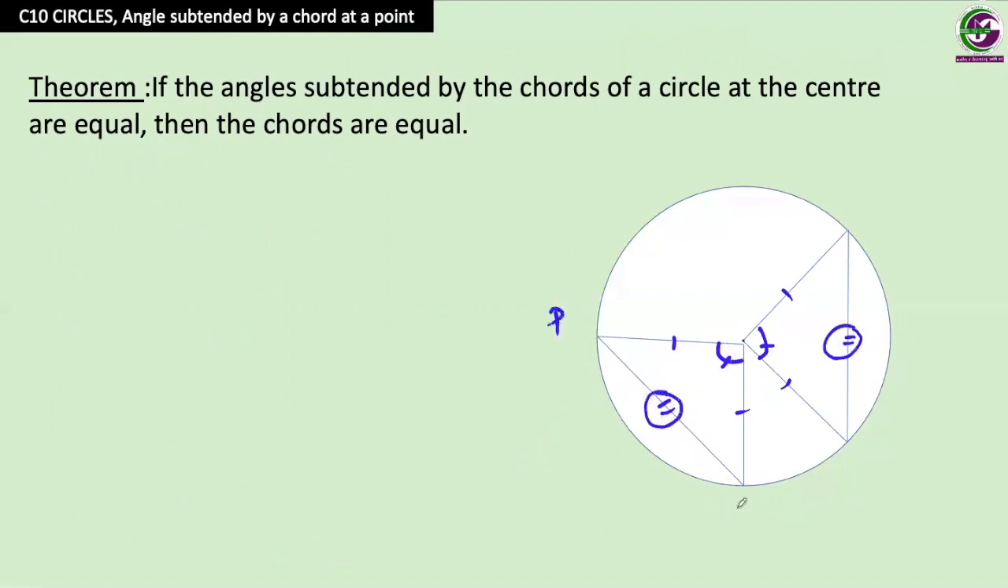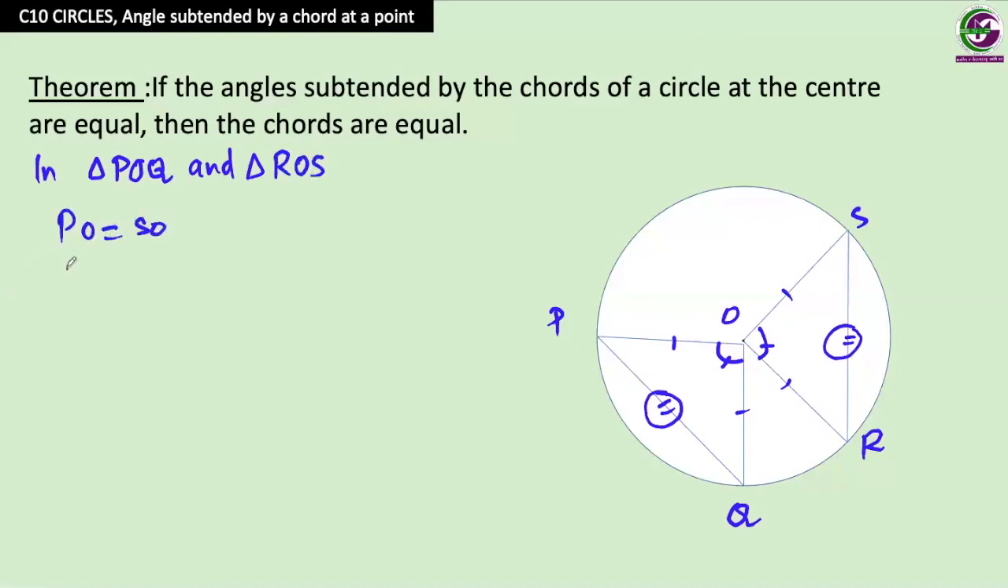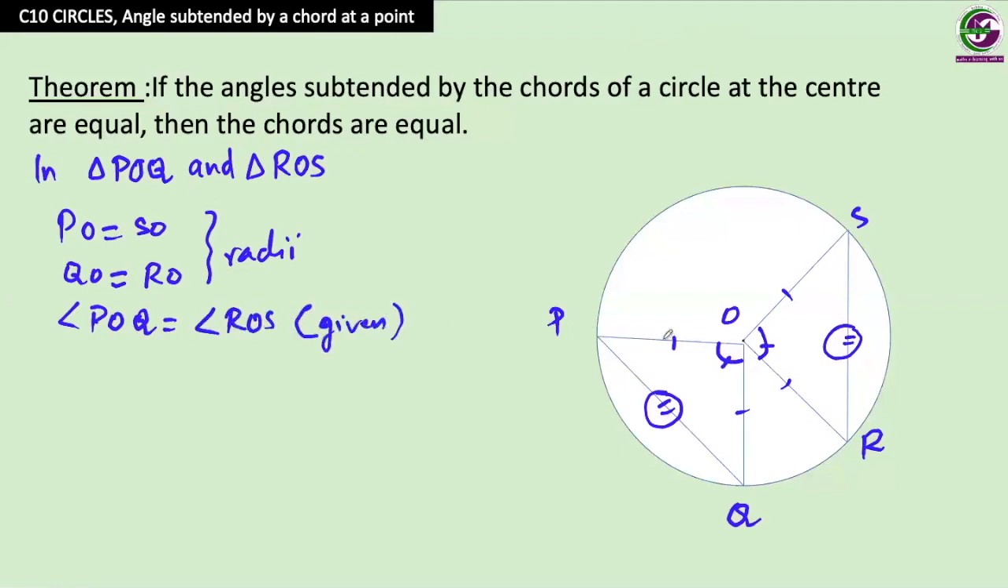So once again, let's take the triangles POQ and ROS. In triangle POQ and triangle ROS, we have PO is equal to SO and OQ is equal to RO. All of them are radii. Angle POQ is equal to angle ROS, equal angles at the centers, which is given to us. So we have side, angle, side.